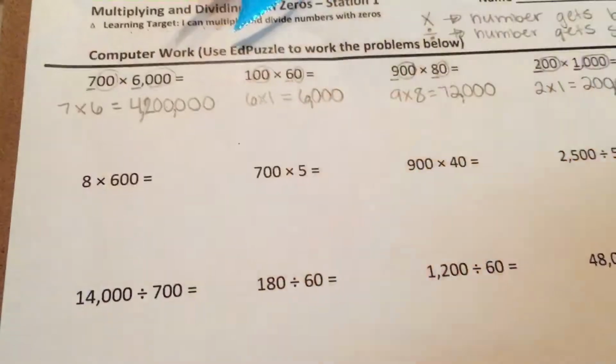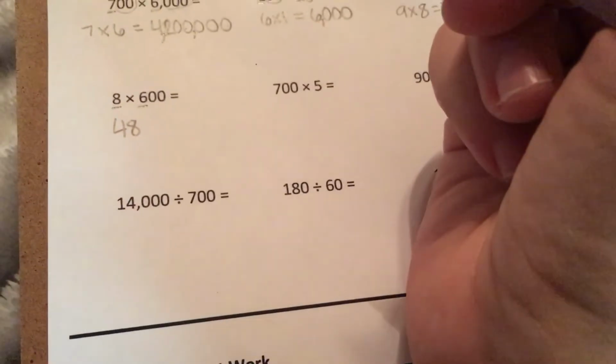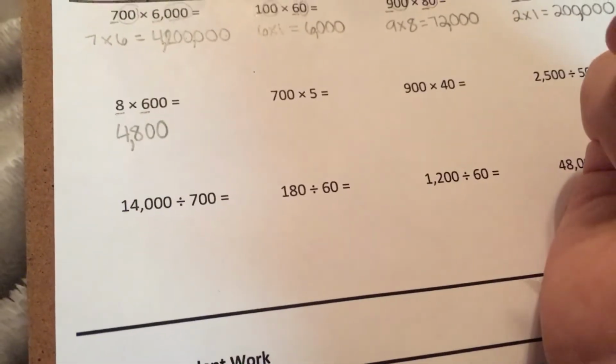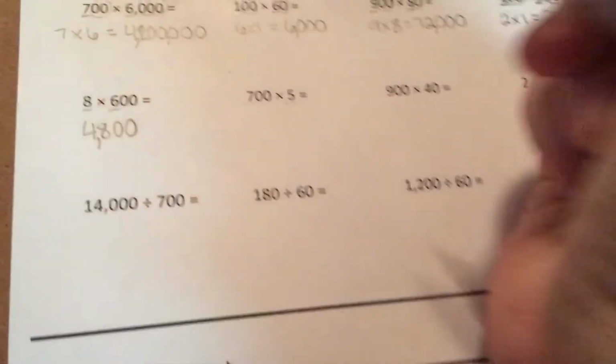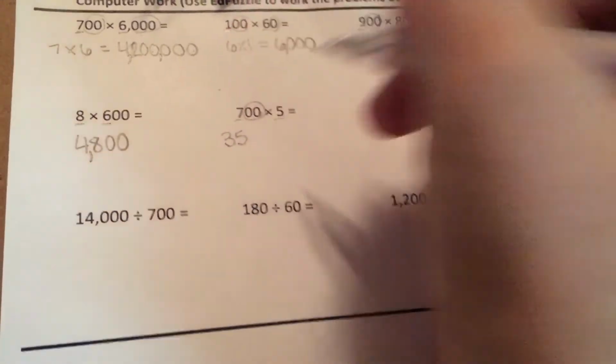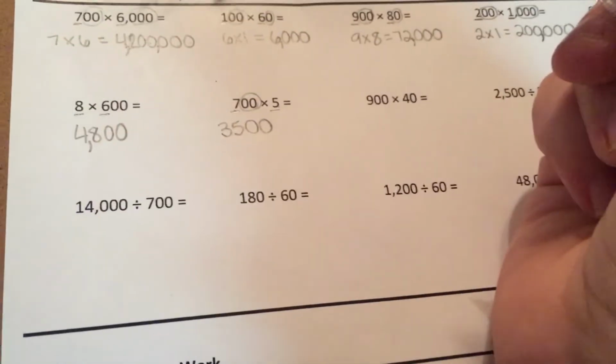Alright, these are easy. This one's just 8 times 6. Well, I know that 8 times 6 is 48. And then I have 2 zeros connected to it. 1, 2. Well, now I have 7 times 5. 7 times 5 is 35. And then I have 2 zeros connecting to it. 1, 2.